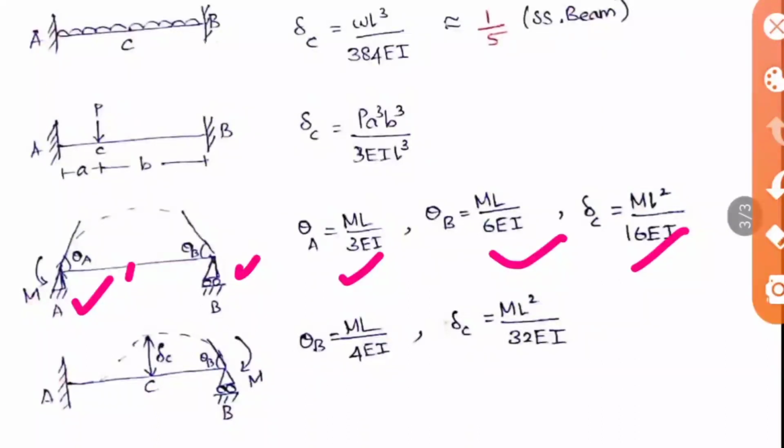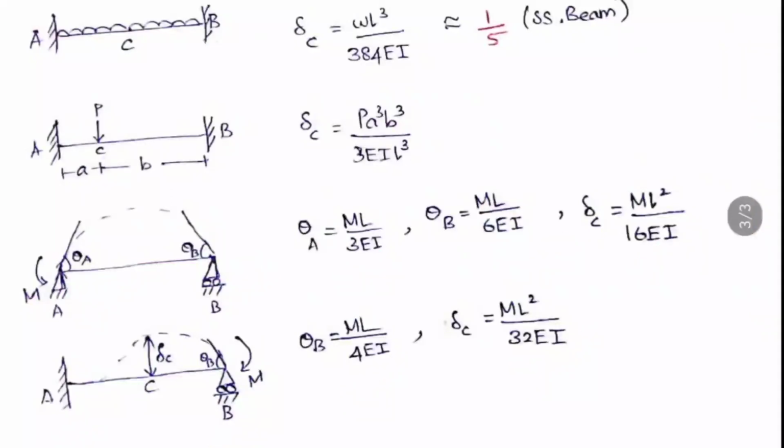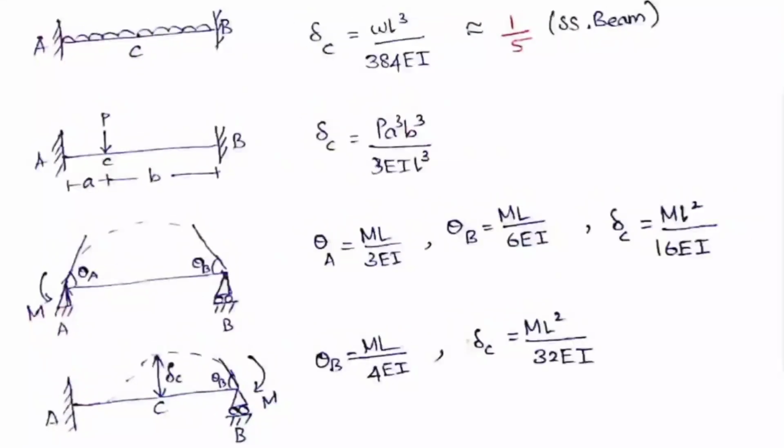The second case is one end fixed and the farther end hinged or pinned. It is ML by 4 EI at B, and the deflection at C is equal to ML square by 32 EI. So these are the basic and important values to be studied, the most important ones which you will be using repeatedly. That alone I have written here, so studying this is enough. Get practice with these formulas.